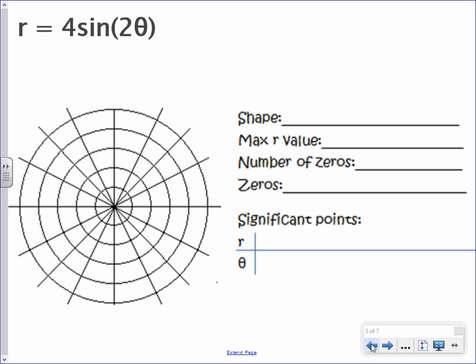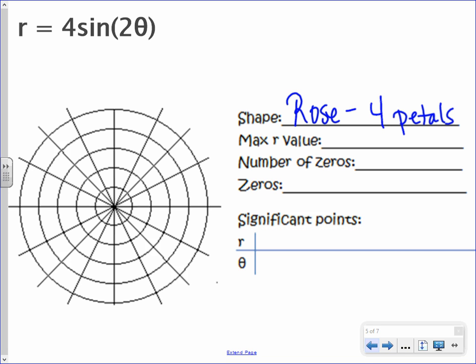Tiana, what is our shape? And how many petals do we have? Okay, I like that you're looking at this number. But go back to our notes for what we said about n. And what happens if n is even? Okay, so we have 4 petals. Since n is even, 2, we have to double it for 4 petals.